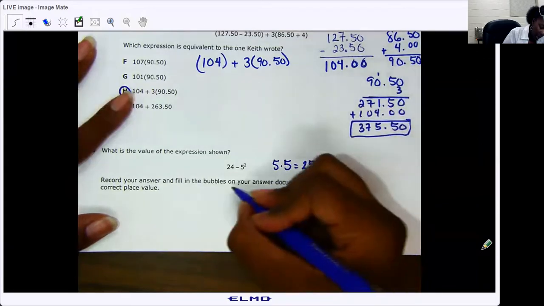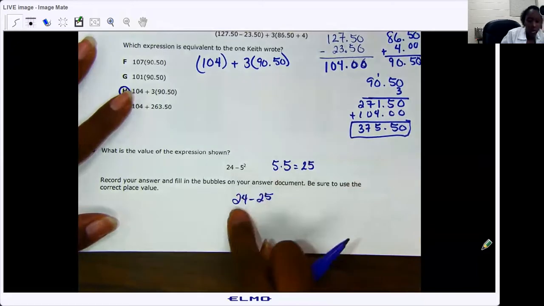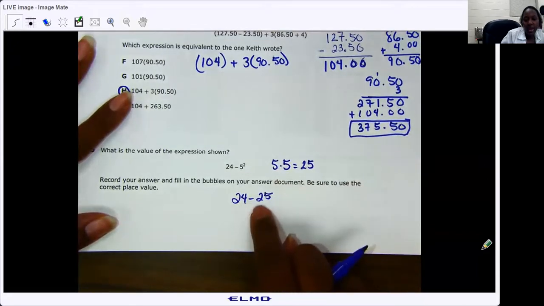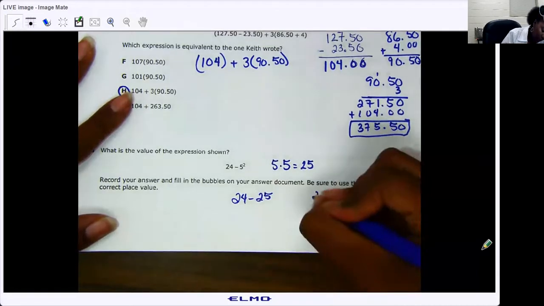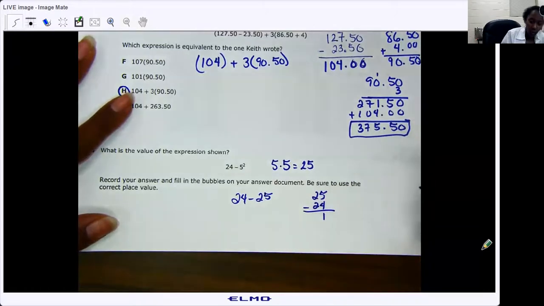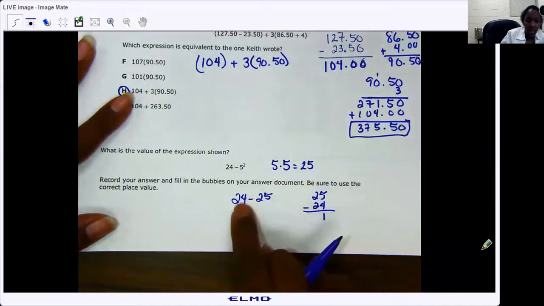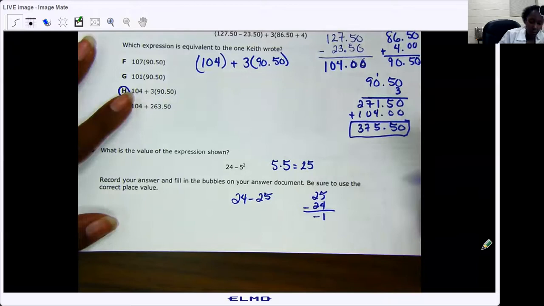So now I have 24 minus 25. Notice that I don't have enough to take away. What I'm taking away from is greater than what I have. So that means my answer is going to be negative, ladies and gentlemen. So if I switch this around, 25 minus 24, I have 1 left over. But that's not how my problem started. So that means my answer is going to be -1.